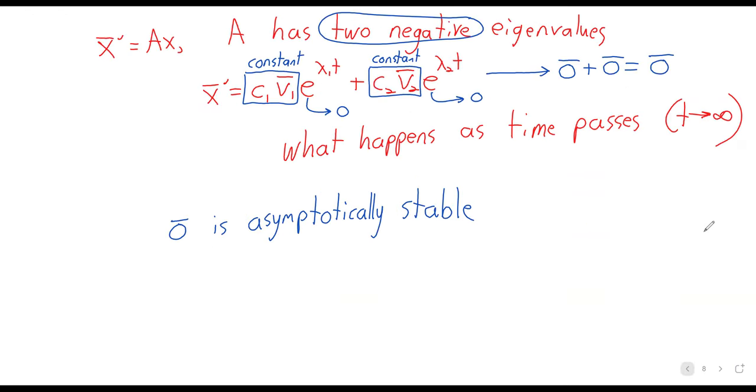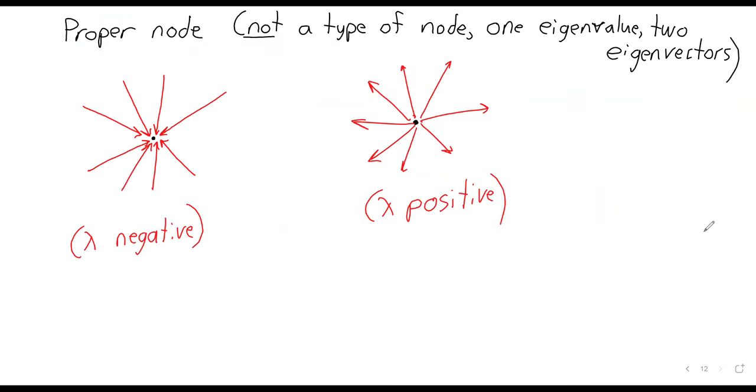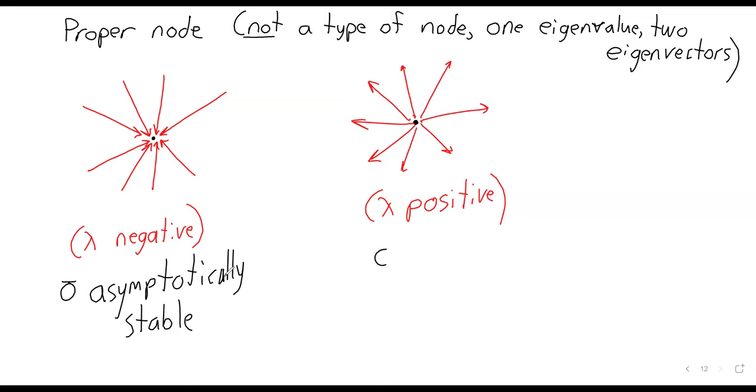And I mean, again, we talked about this, so there's no excuse for my making that blunder. We talked about why being negative causes stuff to go to zero. So if lambda is negative, you have this written down correctly now. The origin is asymptotically stable. If lambda is positive, the origin is unstable.